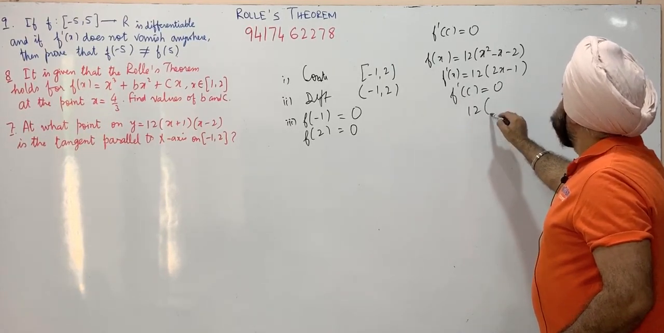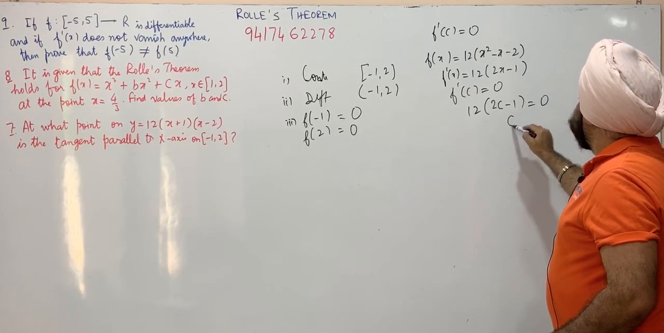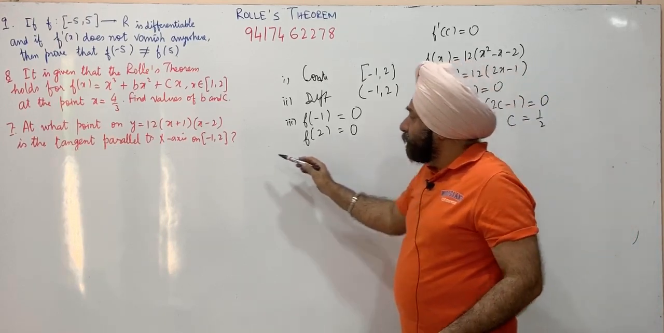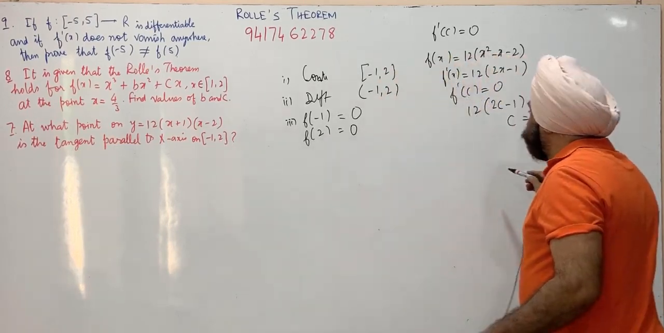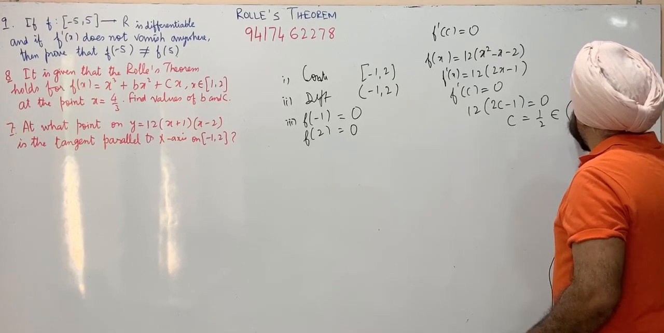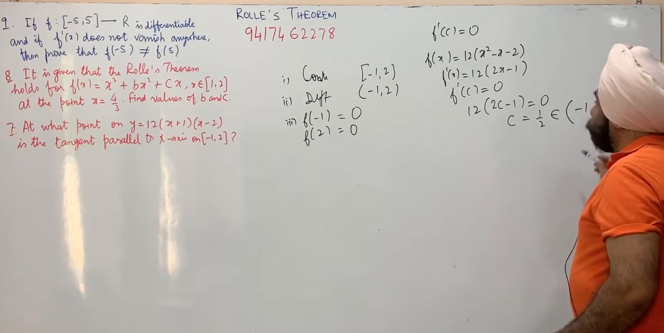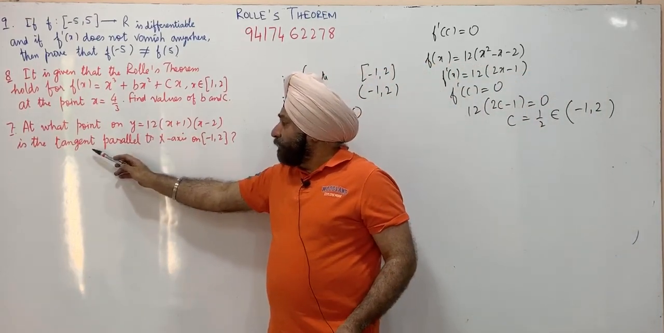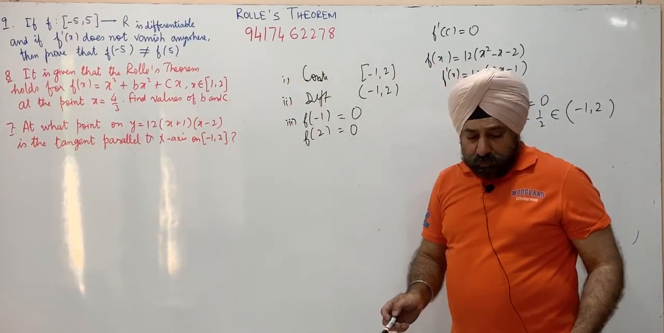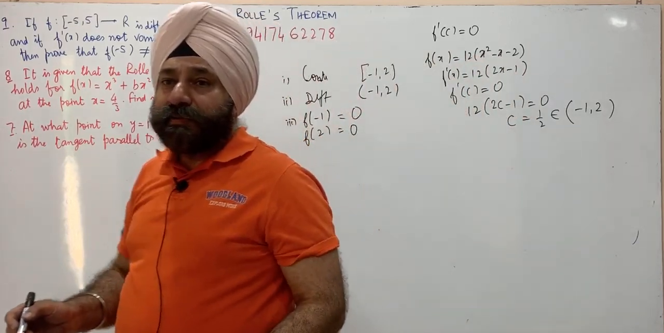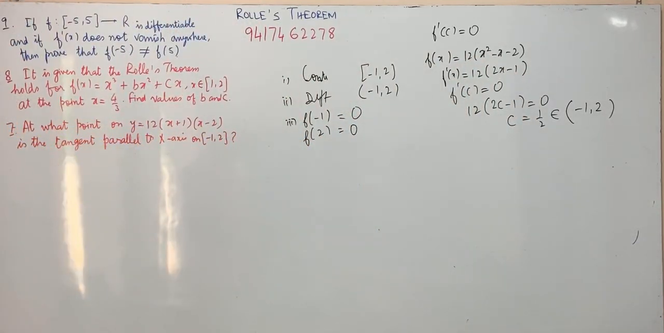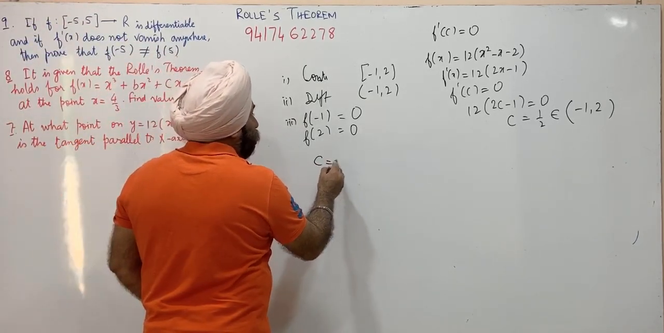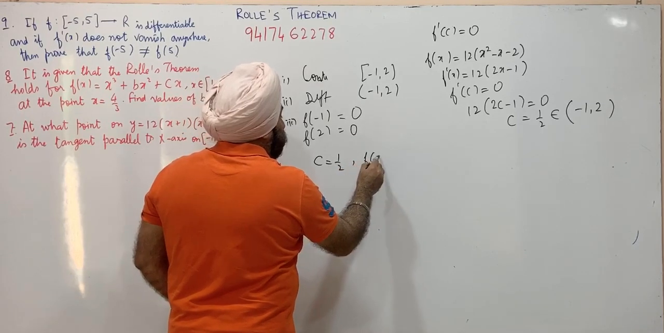This means 2c minus 1 is 0, or c is equal to half. This value lies in the open interval minus 1 to 2. This we write as belongs to minus 1 to 2. So this is the value of c. And what is the point on the curve at which the tangent is parallel to the x-axis? Now a point means the x coordinate of the point as well as the y coordinate of the point. So the value of c is the x coordinate of the point. So the point is c equal to 1 by 2 and f of c.